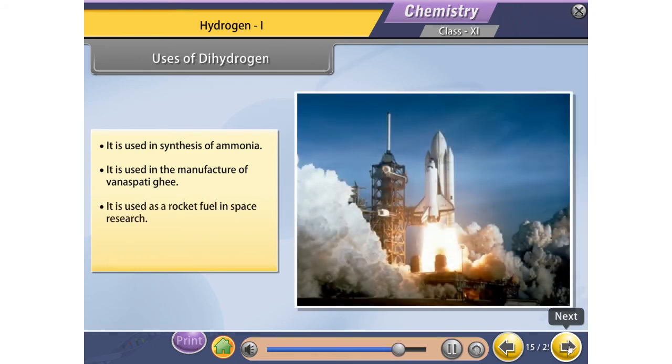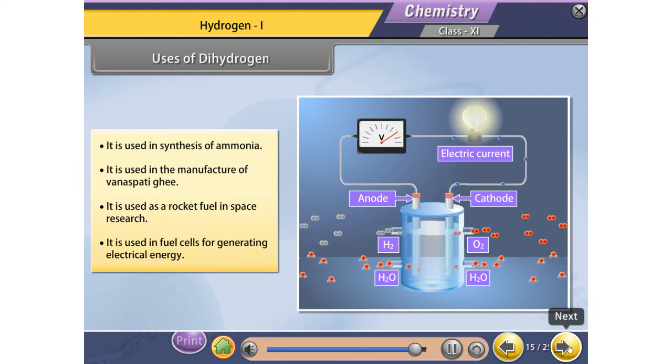It is used as a rocket fuel in space research. It is used in fuel cells for generating electrical energy.